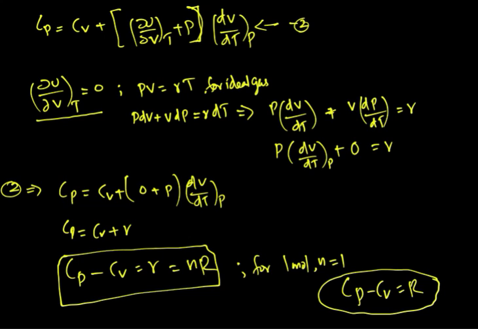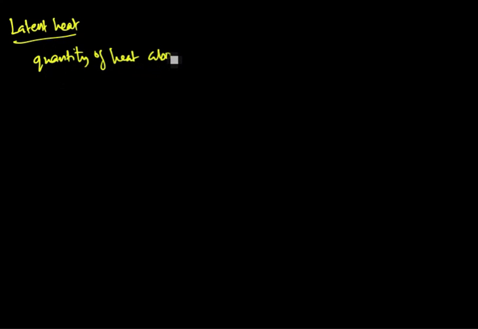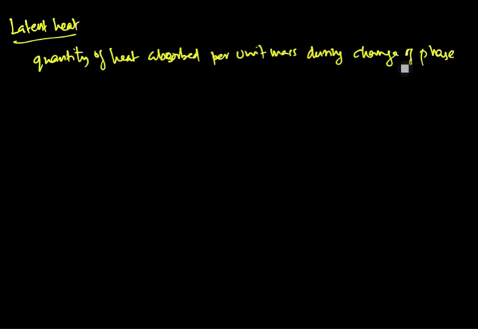Now if we consider the latent heat, latent heat is the quantity of heat absorbed per unit mass of a substance during the change of phase, that is from solid to liquid or from liquid to vapor, without changing temperature.